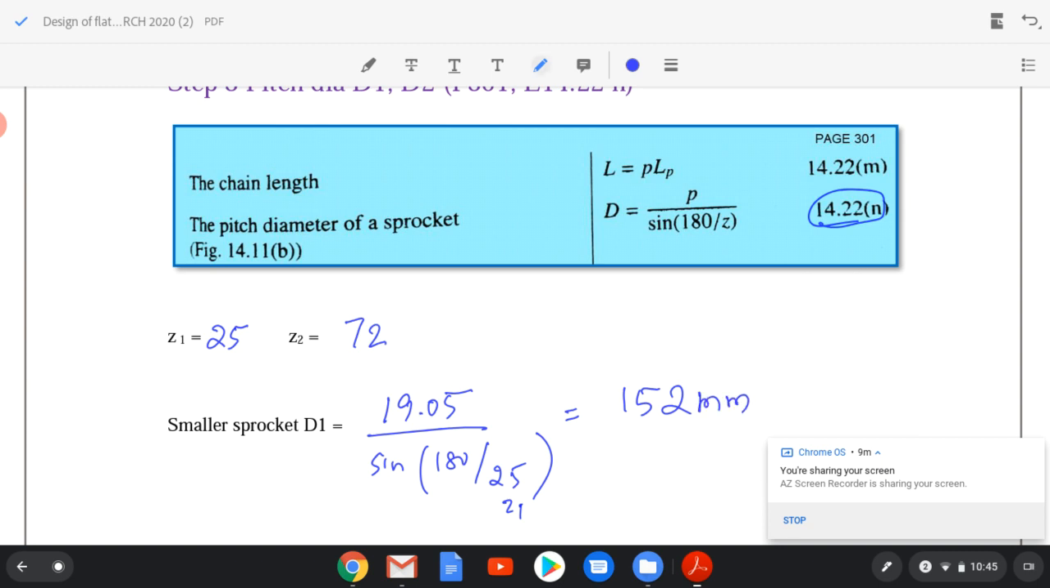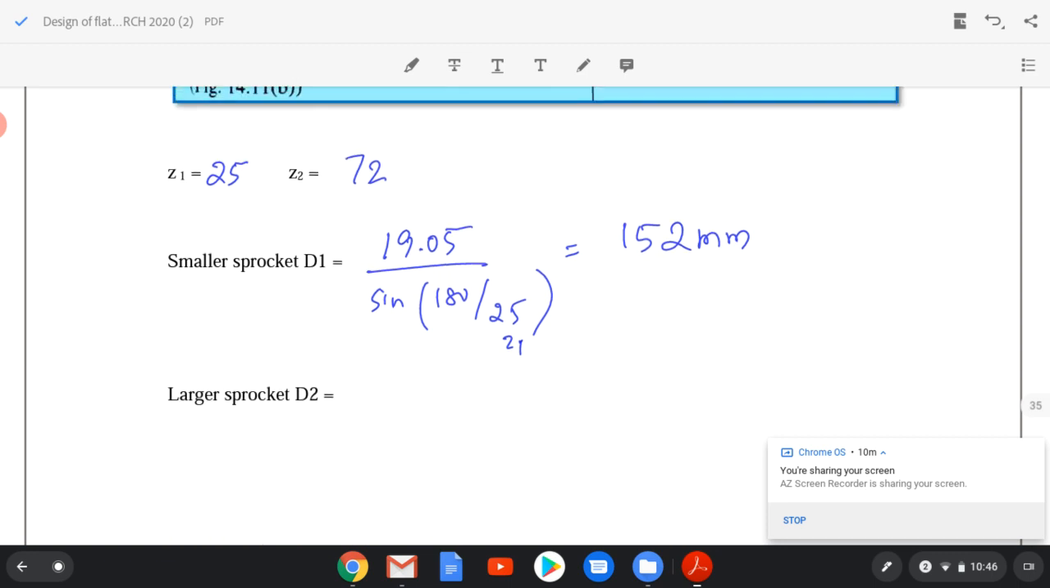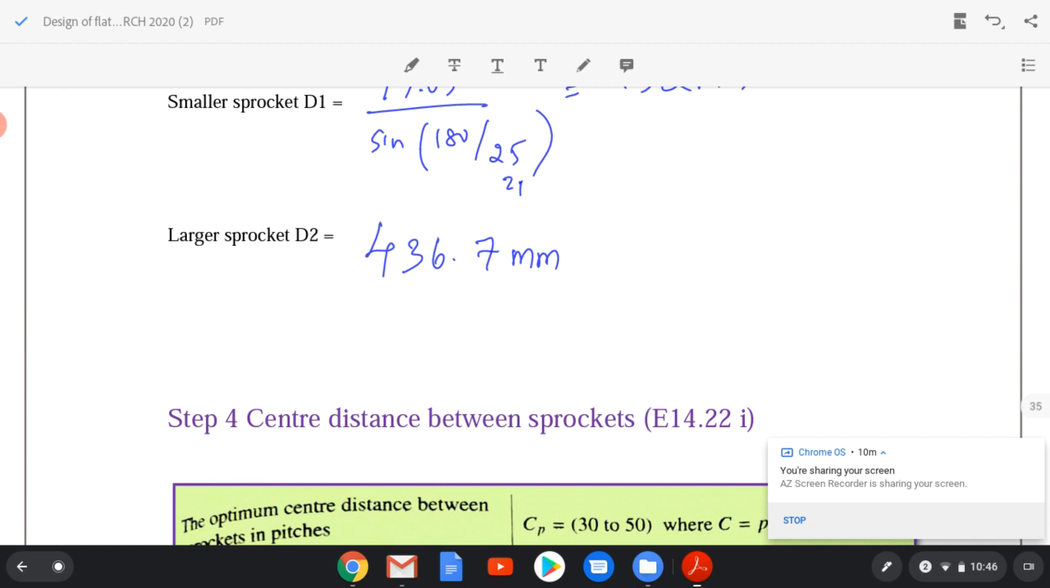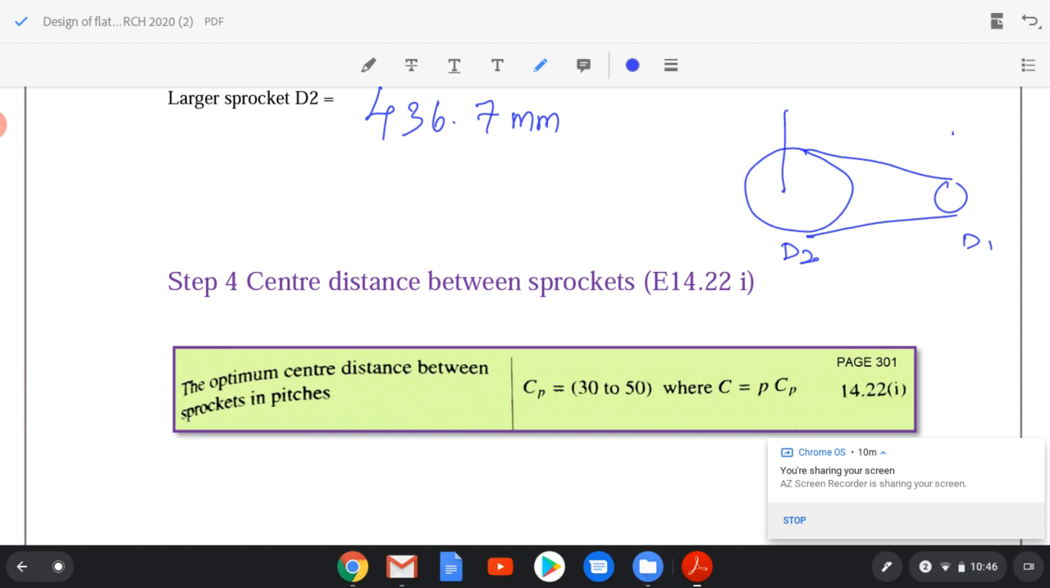Similarly, I can find the value of D2 also, substituting Z2 equal to 72, I can get D2 equal to 436.7 mm. So we have found the value of D1 and D2. Then we can find the center distance between the sprockets. We have found the diameter of the smaller sprocket and the diameter of the larger sprocket, and now we can find the center distance, that is C.